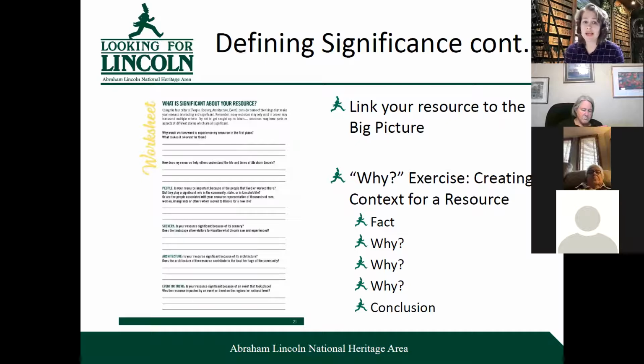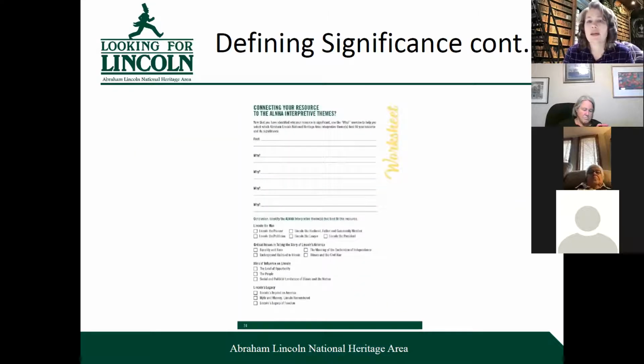So the exercise is basically designed to get you to think through the stories that you tell and connect it to the interpretive themes. And here's the worksheet. So it's connecting your resource to our interpretive themes. And so we have this in the workbook for you to work through and think about how your resource site connects to the greater stories being told in the Abraham Lincoln National Heritage Area.